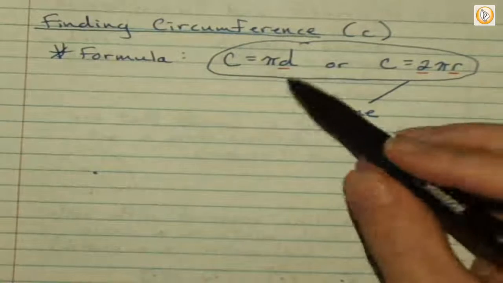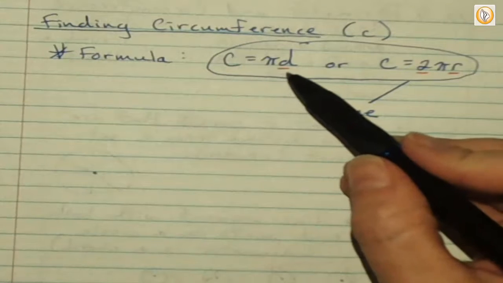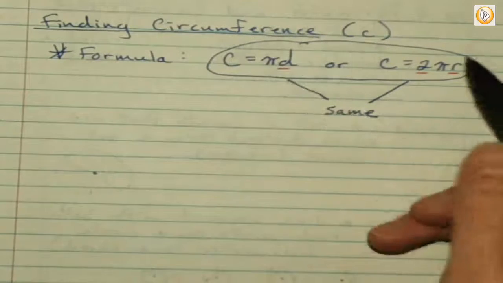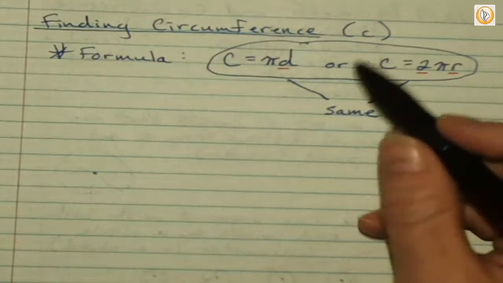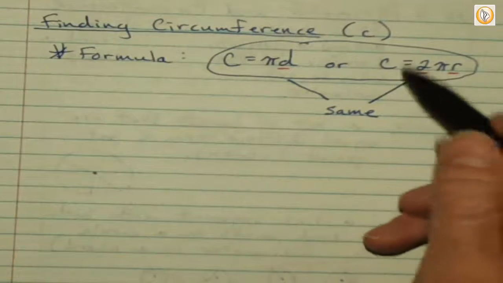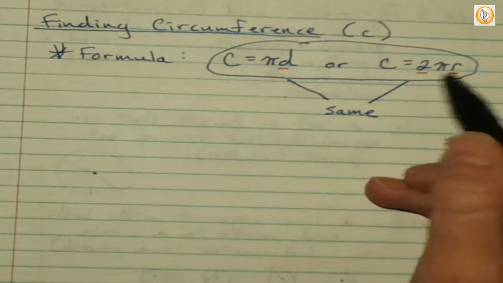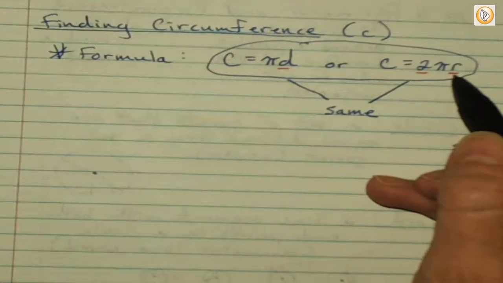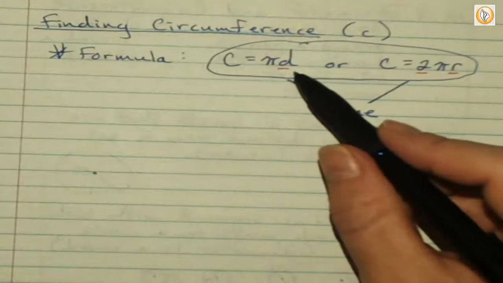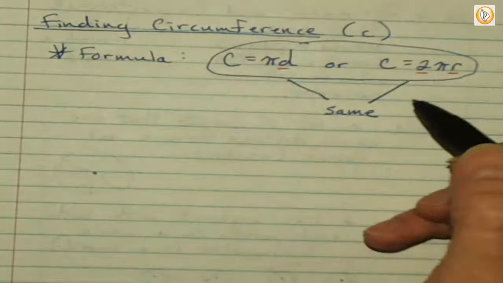So sometimes they're going to give you the diameter. In that case, you can use this. Sometimes they're going to give you the radius. And when you get that, then you just use this formula. There's a 2 there because there's 2 radii or radiuses to equal 1 diameter. Do y'all see that it's the same formula then?